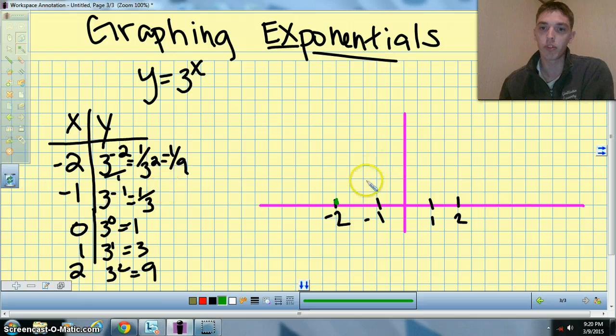Now at -1 we've got 1/3. Still, it's closer to 0 than 1, but it's fairly close to 0. Now, looking at when x is 0, y is 1. I guess I could label this 1, 2, 3, and so forth. At 1, y is 3. And at 2, y is 9. So 3, 6, 9.